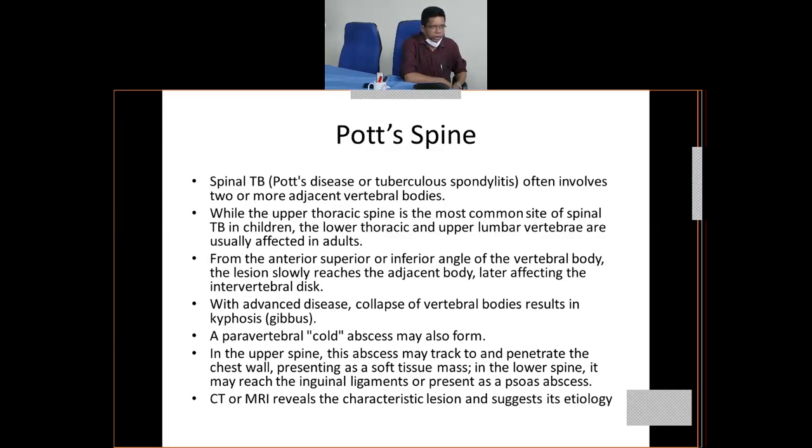And sometimes there may be formation of cold abscess, which may penetrate the chest wall, and sometimes it may penetrate towards the abdomen or inguinal ligament and may present as psoas abscess. And then CT or MRI helps to differentiate. There are some special characteristic features of tuberculous spine. It is important because once you label it as Pott's spine, then you have to give ATT. And with ATT, most of the patients improve. If they don't, then you have to go for decompressive surgery.